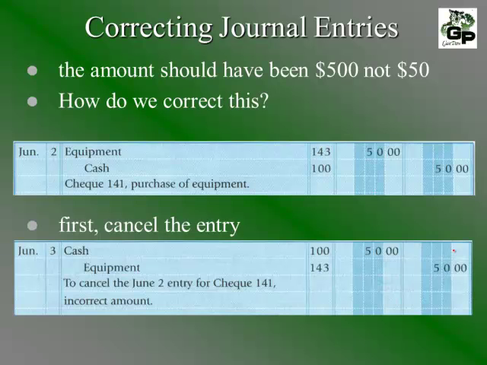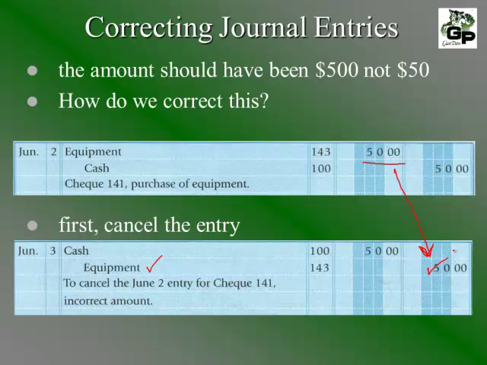First, you have to cancel that original journal entry by doing the exact opposite. So our equipment was a debit of $50. The opposite of a debit is a credit. So in this new journal entry, we do the opposite. We have equipment as a credit, and the credit amount is 50. So this will zero out the mistake up here.